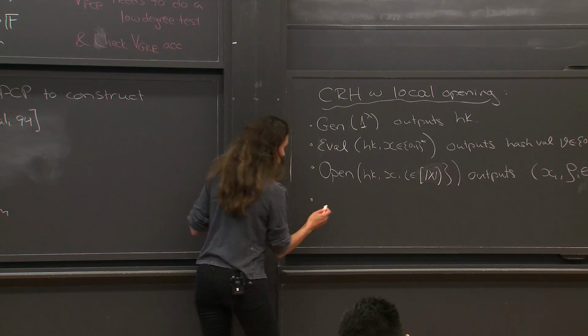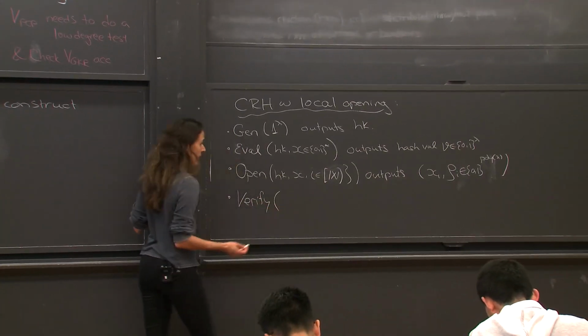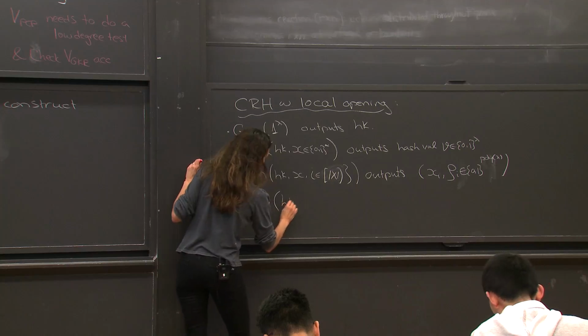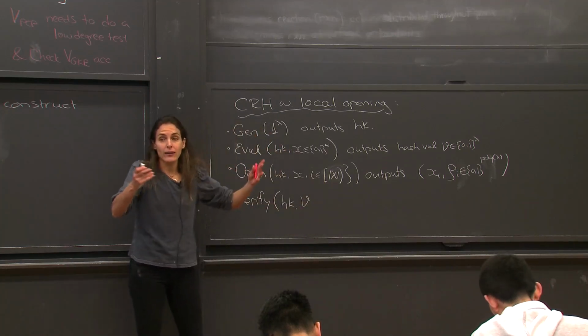The last algorithm is what we call Verify. And Verify takes as input a hash key, a hash value. So now I'm verifying. You gave me x_i and rho_i.